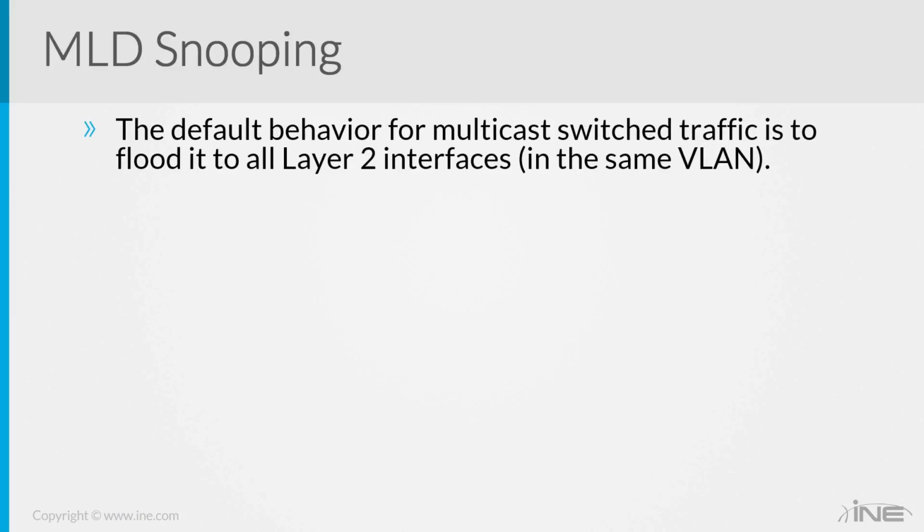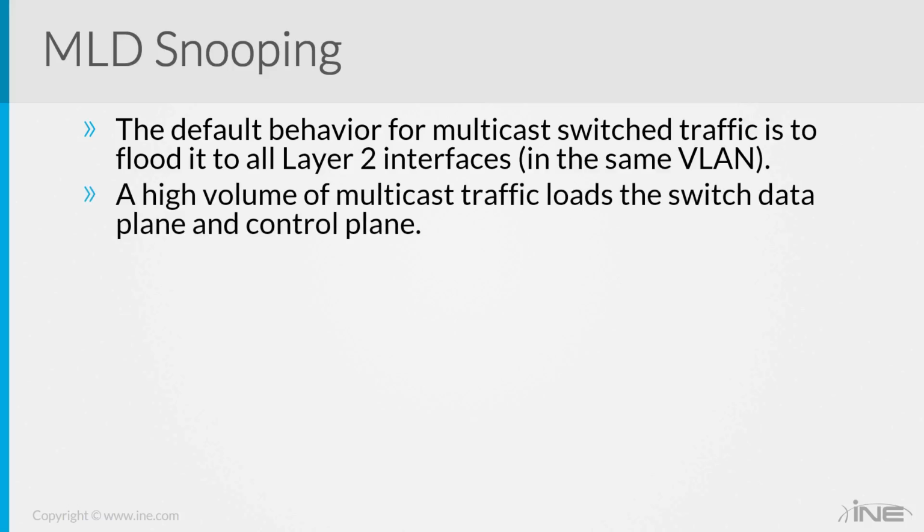MLD snooping. The default behavior for multicast switch traffic is to flood it to all layer 2 interfaces in the same VLAN. So this is where you have a switch with multiple receivers attached to it and potentially a single uplink to a multicast router. This could be your last hop router. A high volume of multicast traffic loads a switch data plane and control plane. Because by default, a switch doesn't know what to do with it, so it sends it everywhere.